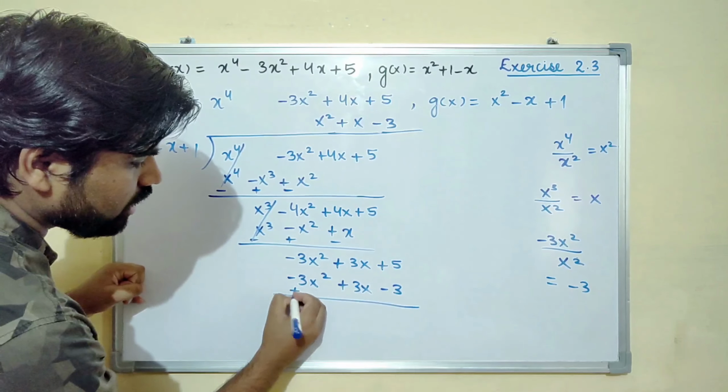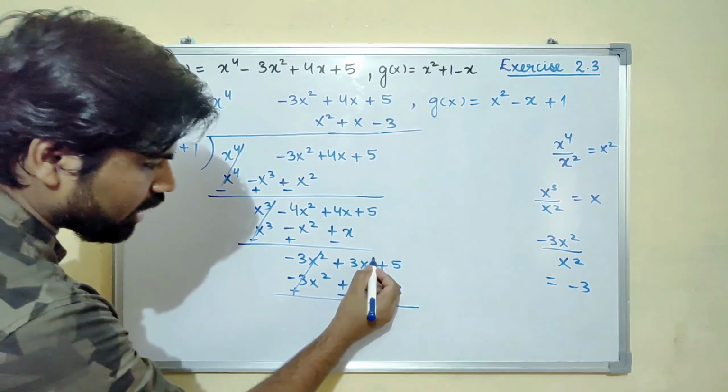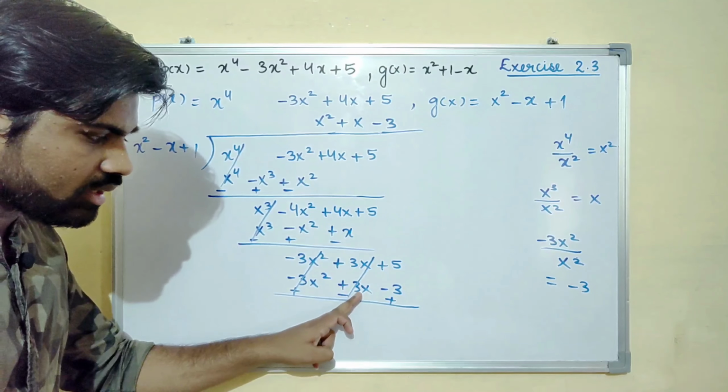Now let us reverse the signs and then solve. This will be cancelled, right? And this will also be cancelled because this is plus 3x and this is minus 3x.